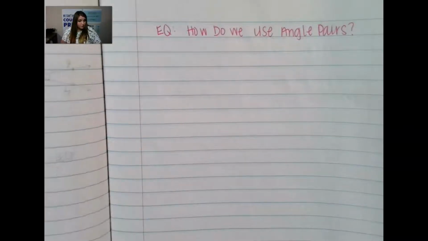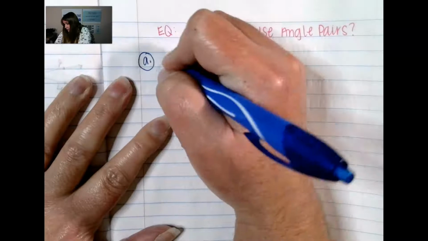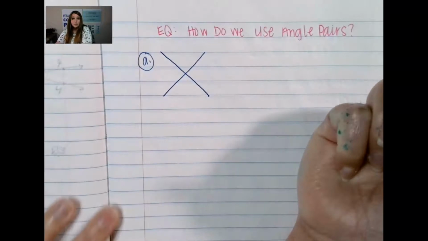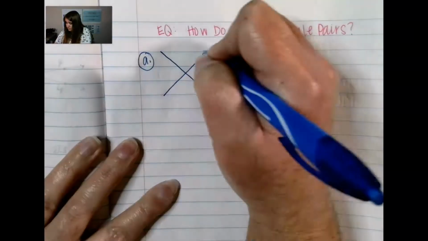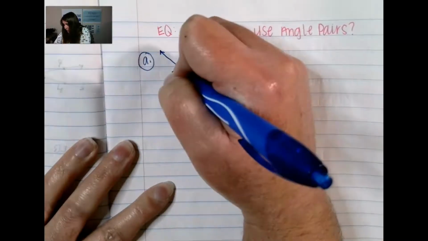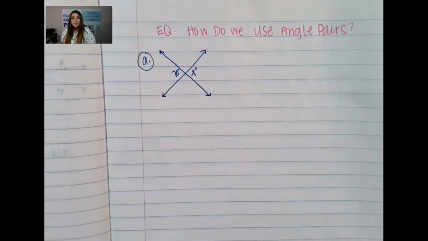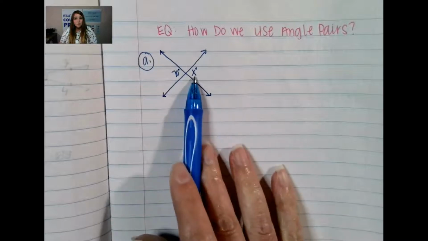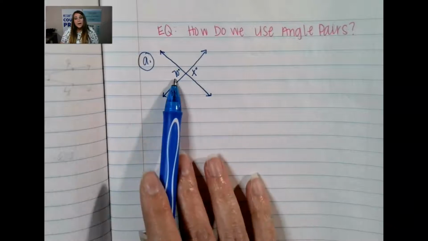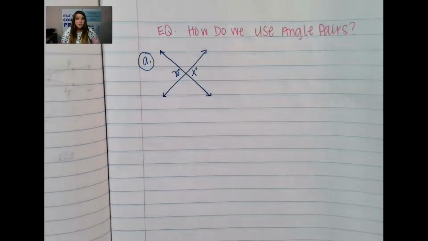So let's look at our first example so that you can have an idea. We have a drawing and it looks like this. A big, giant X, they intersect, right? It says 70 degrees on this side, X degrees over here. Okay, so we have an unknown over here. Our job is to determine first what type of angle pairs we are working with here. That will help us to know what to do.